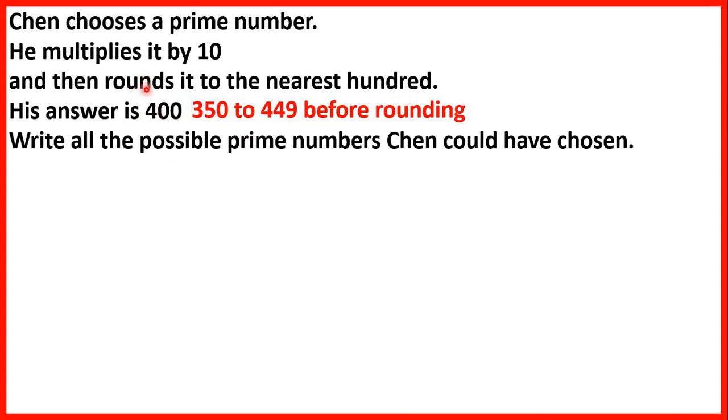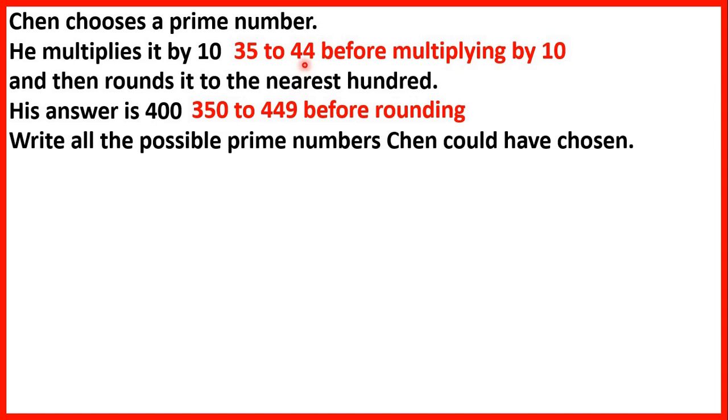Now before he rounded to the nearest 100, he multiplied by 10. So we need to divide by 10 because we're working backwards. 350 divided by 10 is 35, and 449 divided by 10 is 44.9.